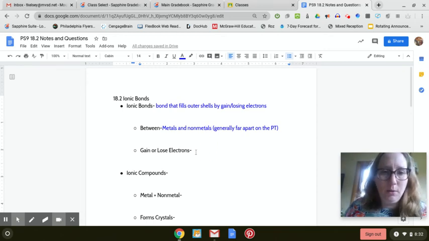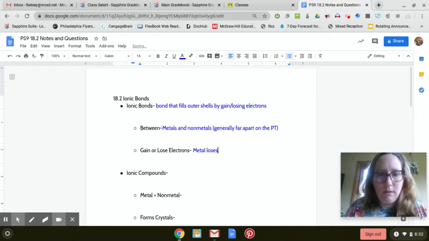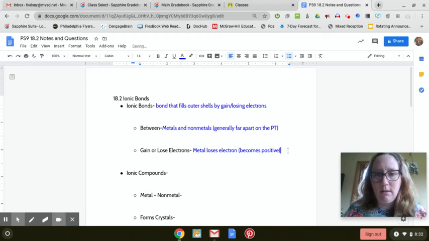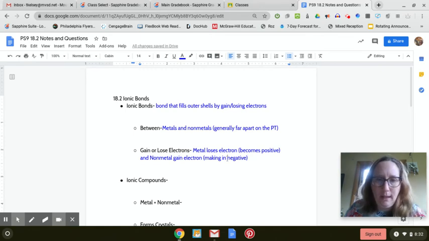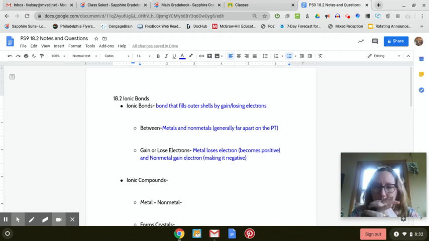So, gain or lose electrons. The metal loses the electron, making it positive. And the nonmetal gains an electron, making it negative. And then the electric force is what holds them together.